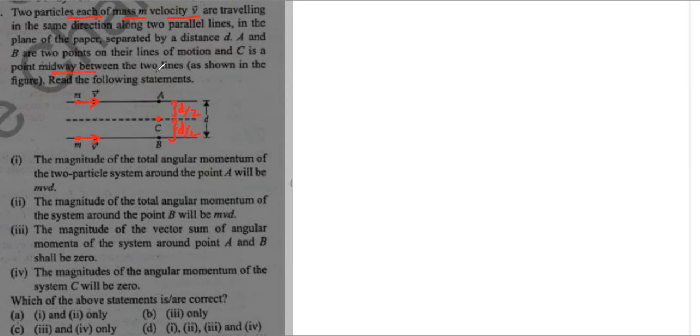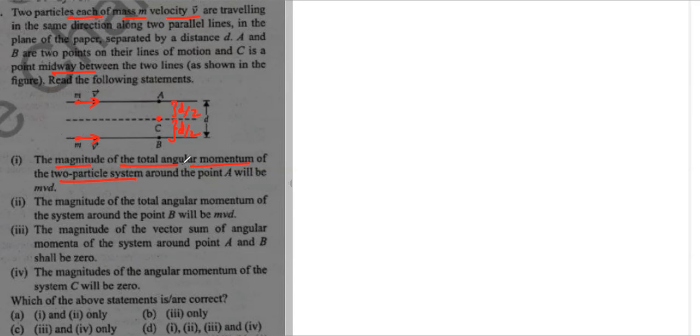What is it? Midway between the two lines as shown in the figure. Read the following statements. We have to verify each one of the statements. This statement is the magnitude of the total angular momentum of two particle system. Again, this problem, I think I have discussed it in the rotational motion chapter. You can check the videos on YouTube.